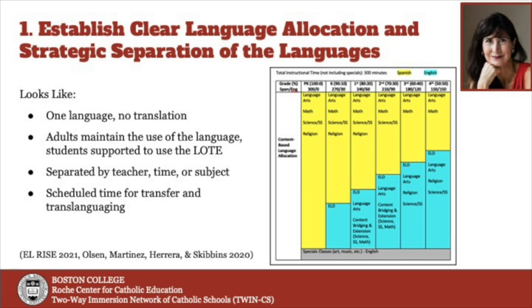So part of this implies when we're using a language, we don't translate. Very different from code switching. If you translate, as we know, the students' brains get used to just waiting for the translation to come. Also, it means that there's an expectation of which language we're supposed to be using.